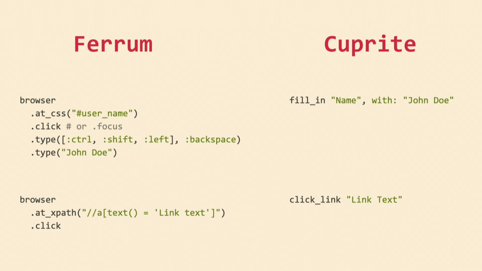The same logic applies to click_link. So click_link is not just one action. It's at least 2 or maybe 3. So first we have to find that link, detect the link's coordinates, and if the link is not in the viewport, then scroll the page down and only then click.